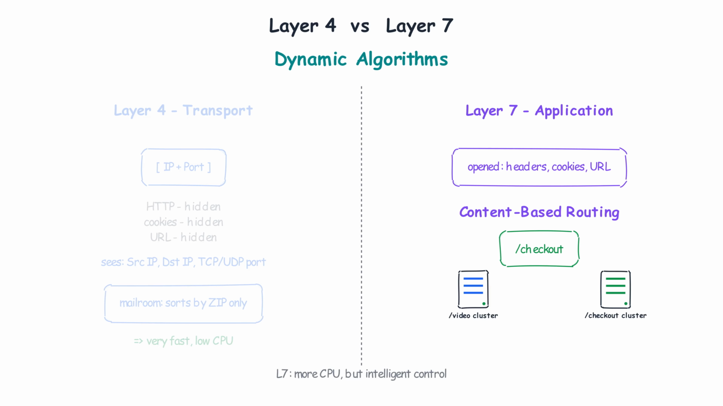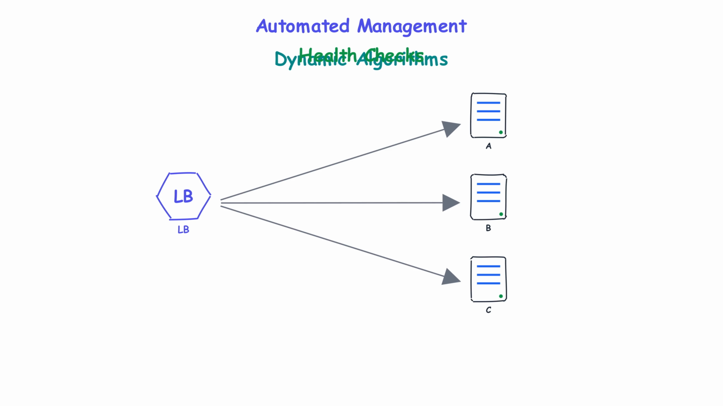While Layer 7 requires more CPU power because it has to decrypt and inspect the data, it provides unparalleled intelligent control over modern microservice architectures. Beyond just distributing traffic, a production-grade load balancer handles critical automated management tasks. The most vital of these is health checks.